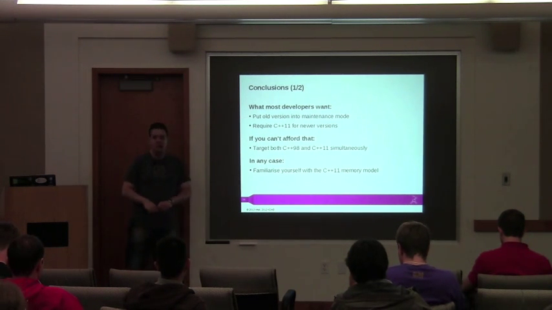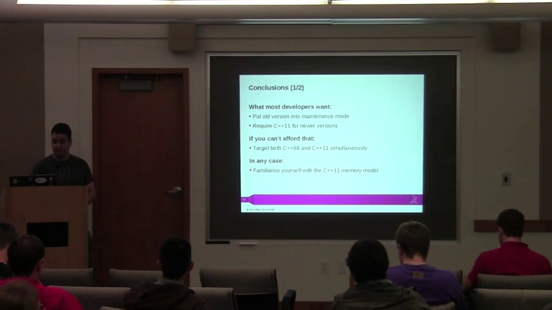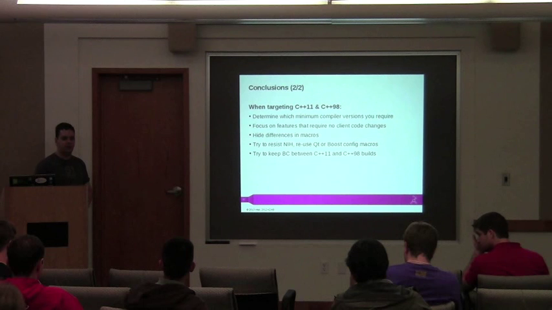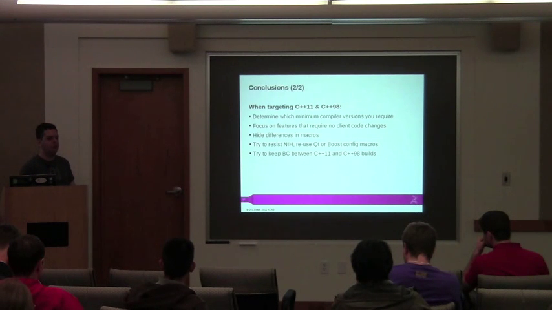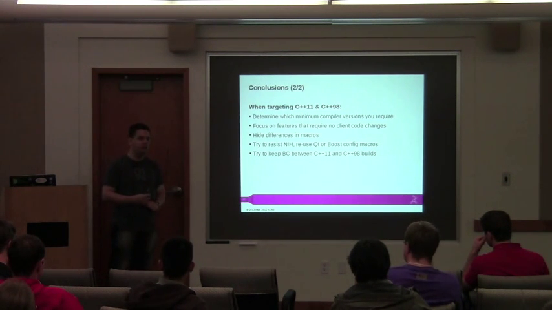In any case, even if you cannot use C++11 now, familiarize yourself with the memory model. When doing both at the same time, determine which compilers are the minimum that you require. Focus on the features that your users will not require changing. And resist re-implementing all of the flags and defines that I've given you. Use the ones from Boost or Qt themselves.